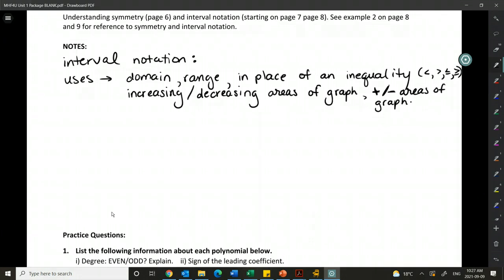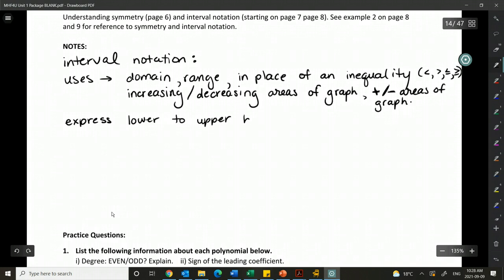We will have, always, when we do interval notation, lower bound to upper bound. Okay, and it looks almost like a coordinate. So it's the lower bound, comma, the upper bound. And we will have square brackets or round brackets depending on what we have. Is it included in the set? Is it not included in the set? Is it an infinity? And so on.